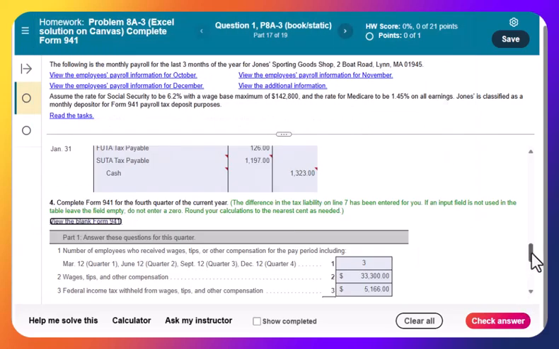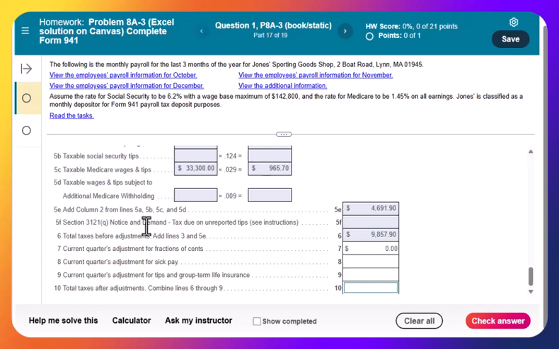All right, let's move on here then to line 8. So 8, current quarter's adjustment for sick pay. And since there's nothing in this problem about sick pay, that's an advanced topic for our tax class, we're going to skip it. And then we have current quarter's adjustment for tips for line 9 here, and group term life insurance, also advanced here and not part of this problem. So there's also no tips and no group term life insurance in this problem, so we're going to leave that blank.